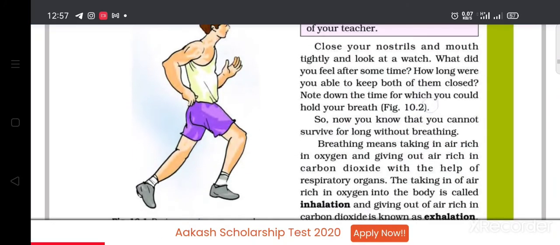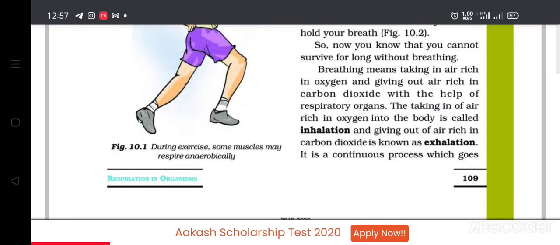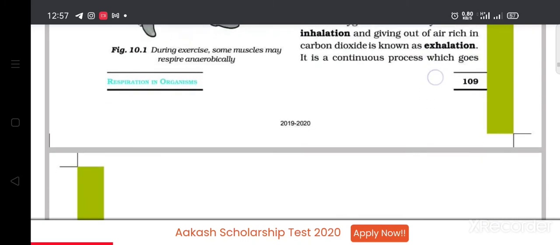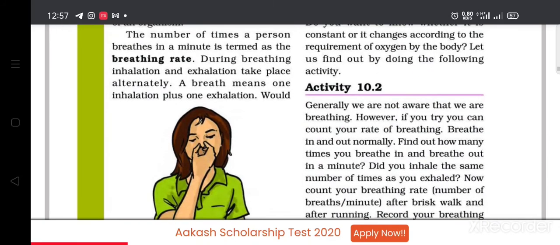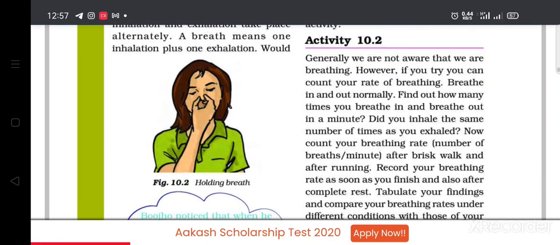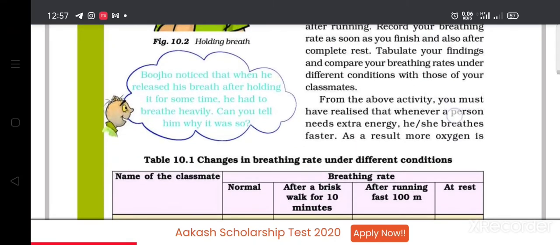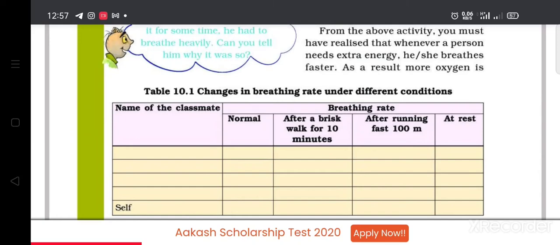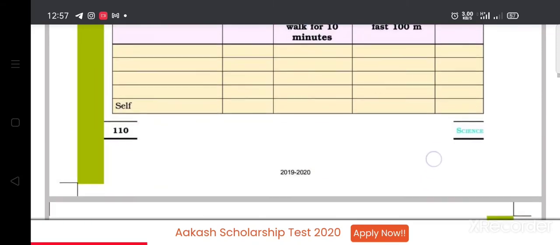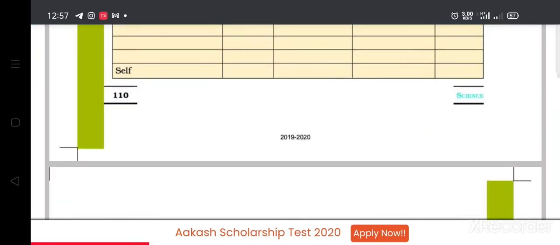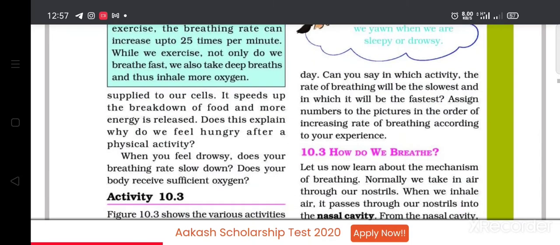So here is what we have seen about inhalation and exhalation. You can go through your textbook, children, page number 109. Then breathing rate that we have already discussed. This activity 2 we have also seen in that video, where we can calculate the number of breaths per minute, and I have already given you this assignment to complete table 10.2.